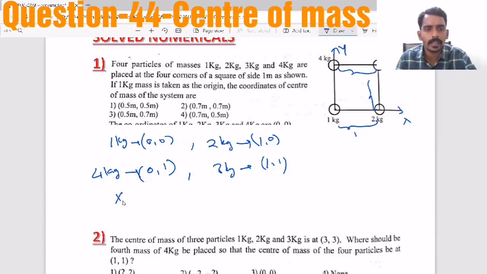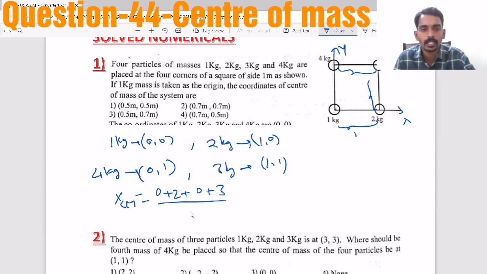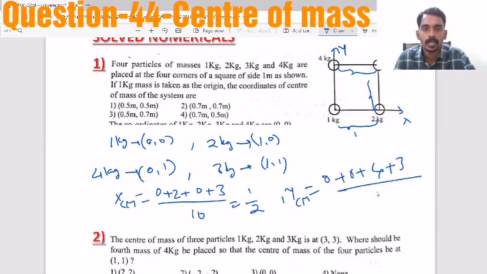After that you can find xcm, that is m1 x1 is 0, m2 x2 is 2, m3 x3 is 0, m4 x4 is 3, divided by m1 plus m2 plus m3 plus m4, that is 10. So that is 1 by 2. Similarly ycm is 0 plus 0 plus 4 plus 3 by 10, that is 0.7. So the coordinates of center of mass are 0.5, 0.7.